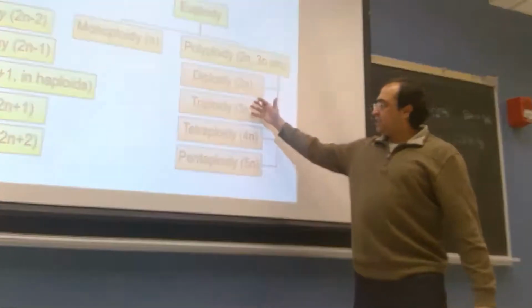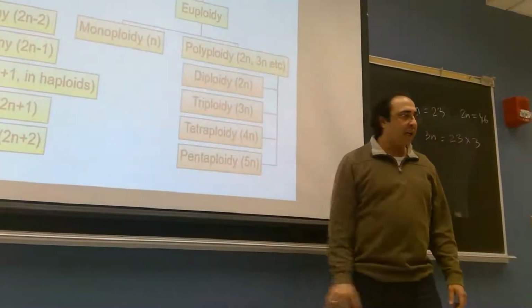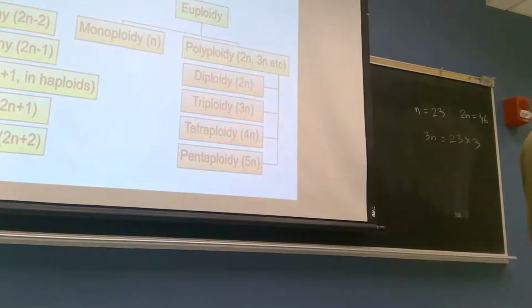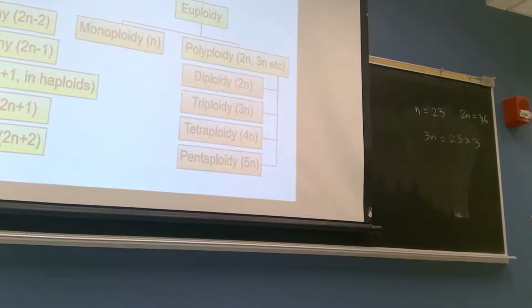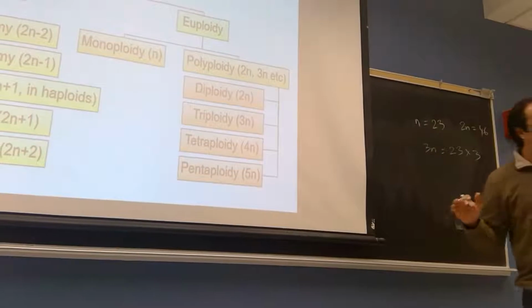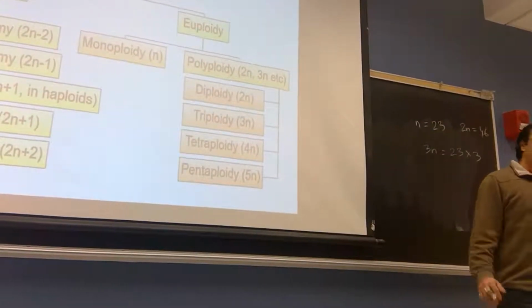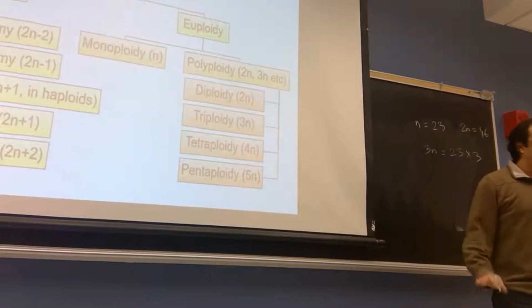There are some other things: triploidy, tetraploidy, that is 4n, pentaploidy, 5n. Generally, these are very common in plants, some fish and some other lower organisms. But in higher organisms, we don't generally see that much polyploidy.